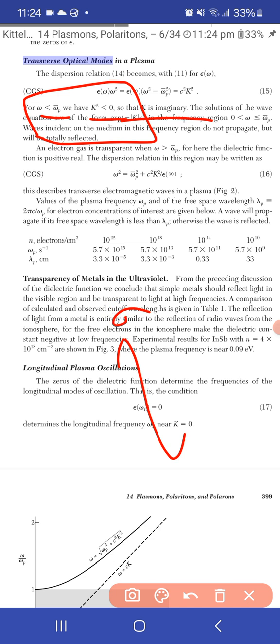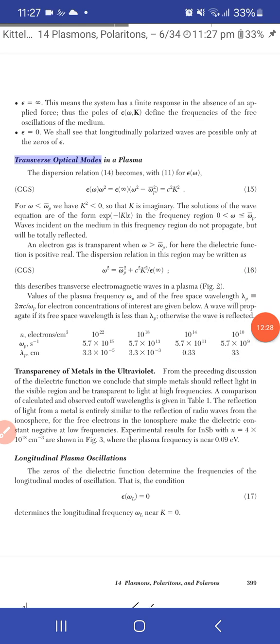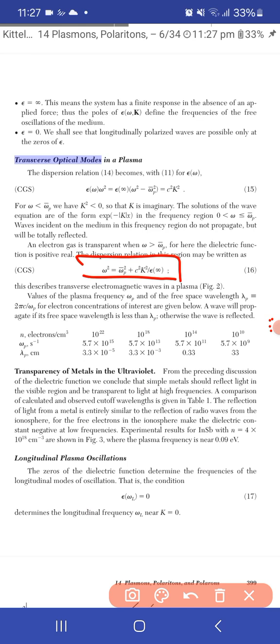The solution of the wave equations is of the form e to the plus or minus kx in the frequency region of 0 to omega p bar. Waves incident on the medium in this frequency range do not propagate but will be totally reflected. It will be totally reflected in this region. This is an equation that will be made, I still have to make it. Wait a second.